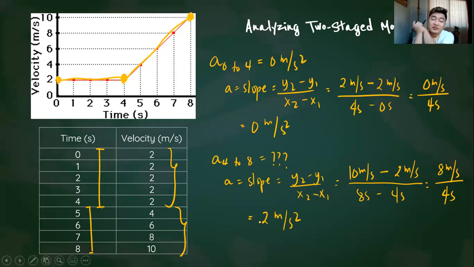So what does this 2 meters per second squared mean? That in every second, there's a change in velocity of 2 meters per second. So as you can see here, it's actually correct because the difference here is 2 meters per second. The difference here is 2 meters per second. And the difference here is 2 meters per second as well.